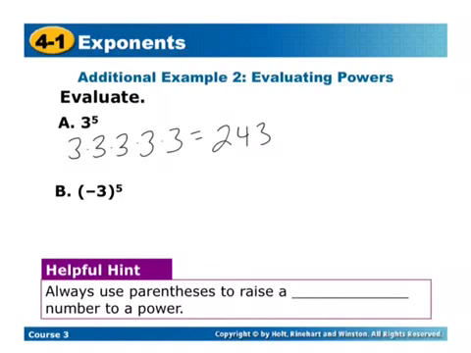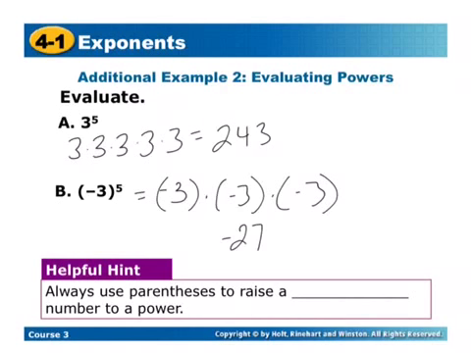Now on the second one, you'll notice that the negative 3 is inside parentheses. So this is the same as negative 3 times negative 3 times negative 3. In this case, we have negative 3 times negative 3 is 9. 9 times negative 3 is negative 27.